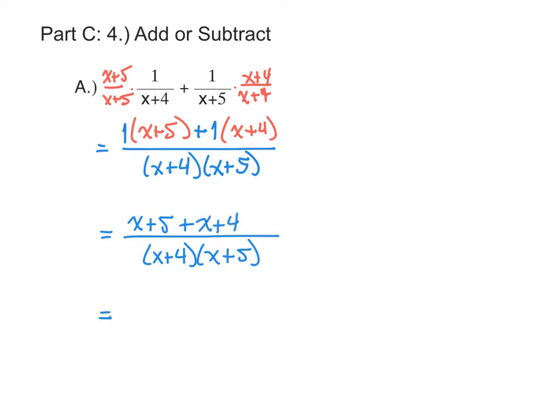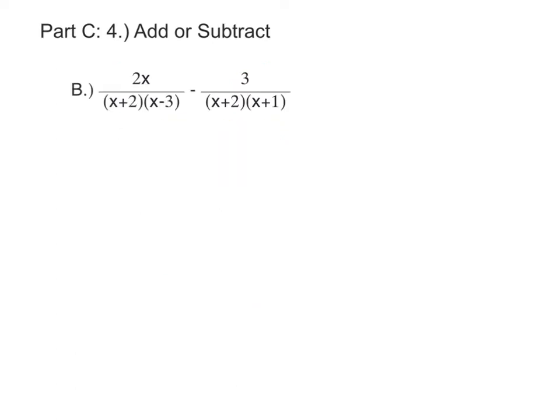Combining like terms leaves us with 2x plus 9 in the numerator, and the denominator will stay the same as x plus 4 times x plus 5. Our last step is going to be to factor that numerator if we possibly can, and maybe cancel common factors. But 2x plus 9 is not going to factor nicely, and nothing will cancel. So this is the final answer for this problem.